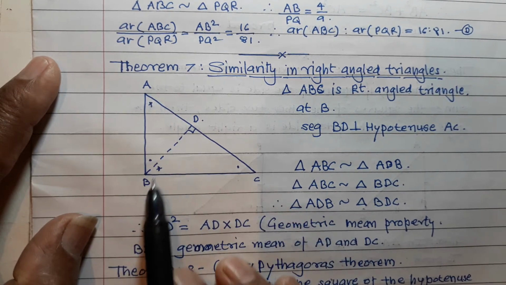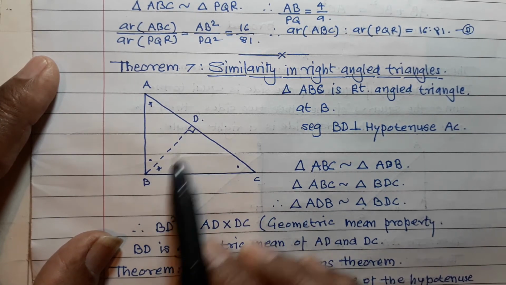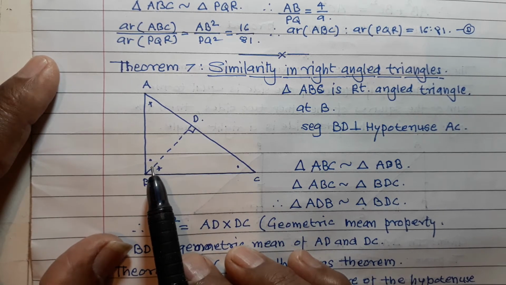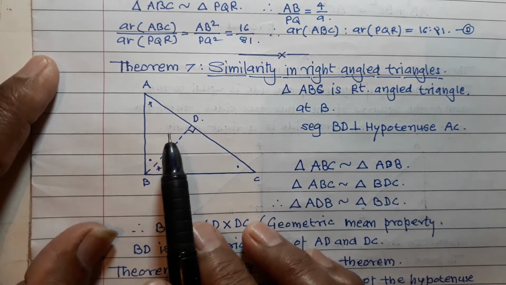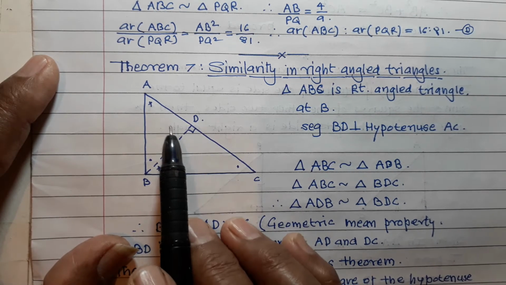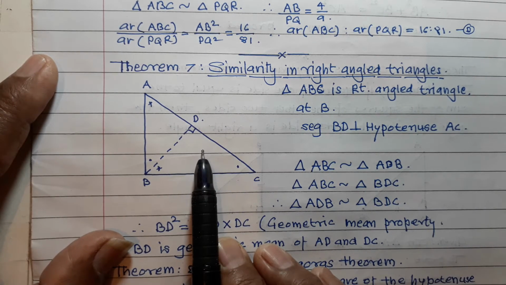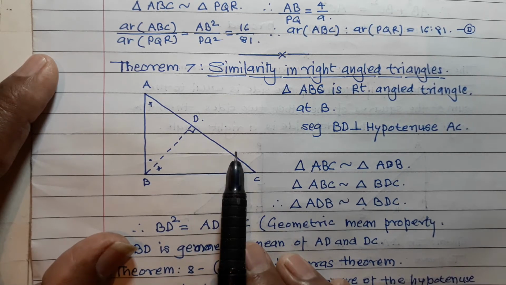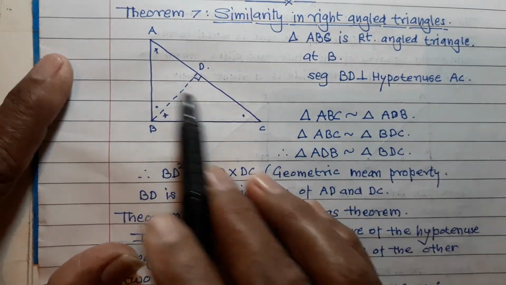So suppose this is a right angle triangle at B, and BD is the perpendicular drawn on the hypotenuse from the opposite vertex. Then this BD divides the original triangle into two triangles. These two triangles are similar, and this triangle is similar to the original triangle, and this triangle is also similar to the original triangle. So this similarity is very important. Okay, now try to remember this sequence.